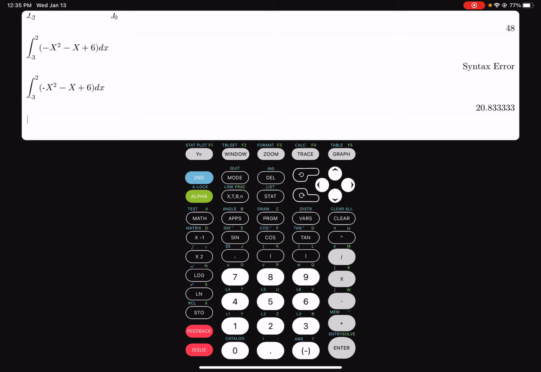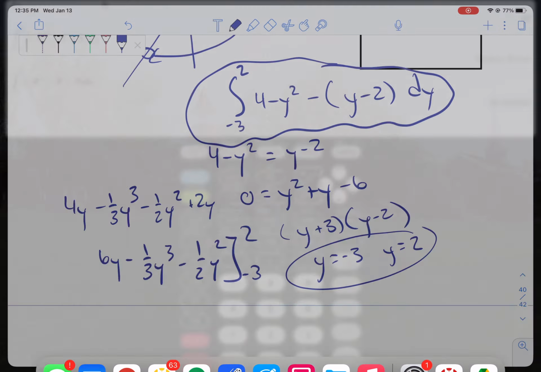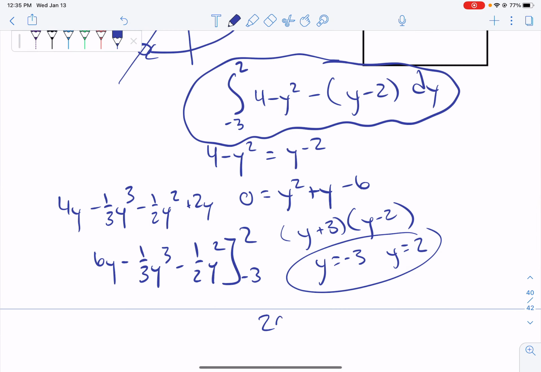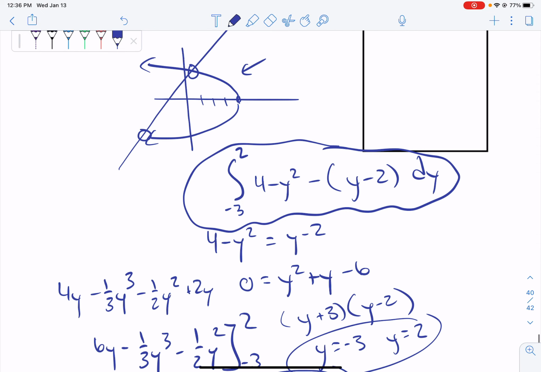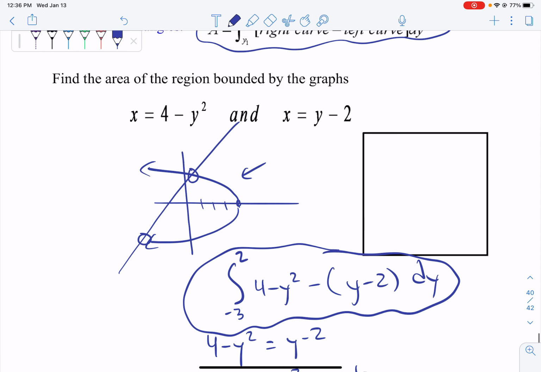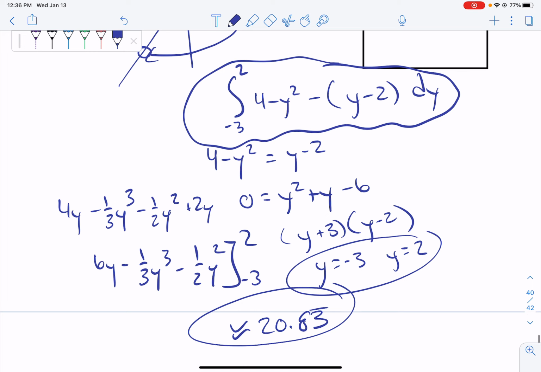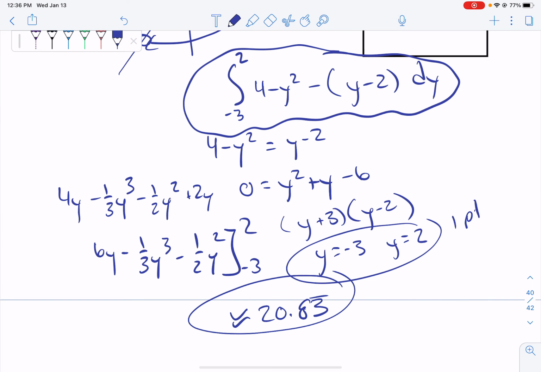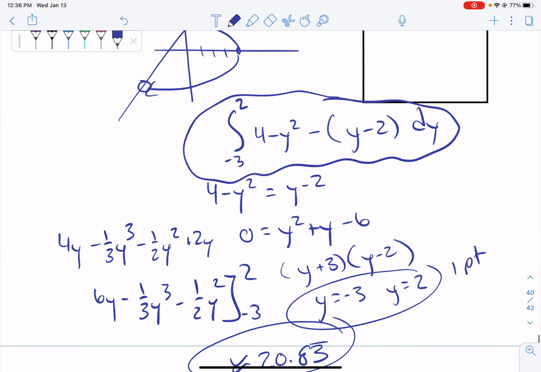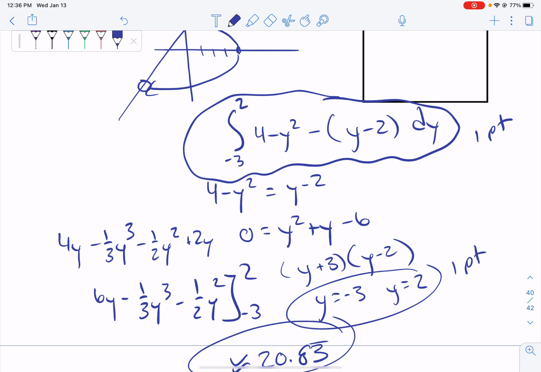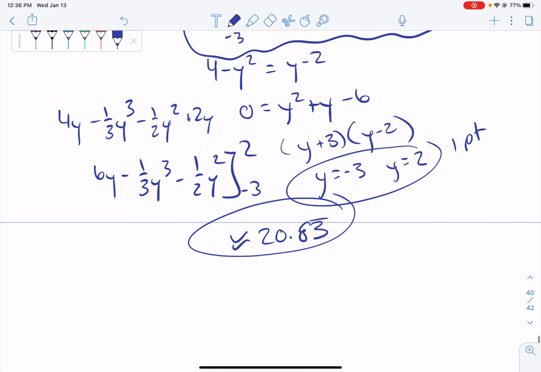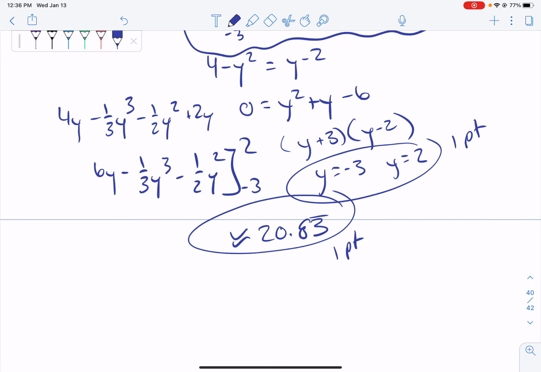So I get 20.8333333 forever. So 20.83 repeating is my approximate answer. All right. So again, on the test, you are going to get a point for finding our endpoints, right here. You're going to get another point for setting up the integral. And then you're going to get another point for getting the right answer, okay?